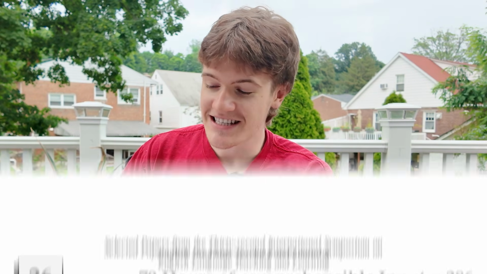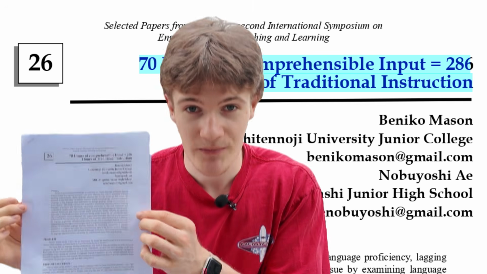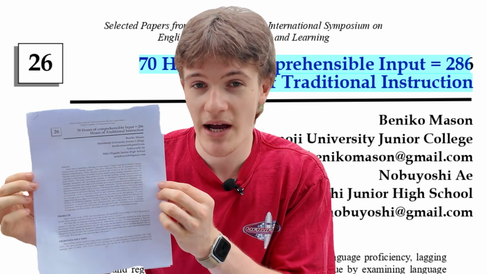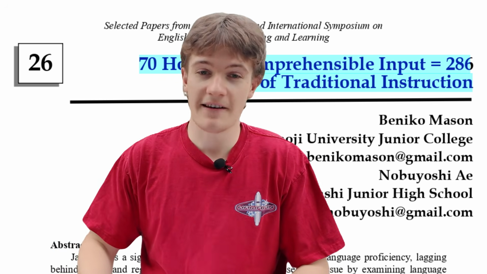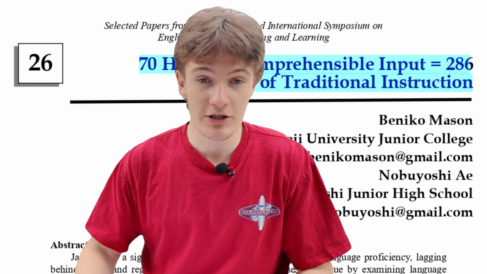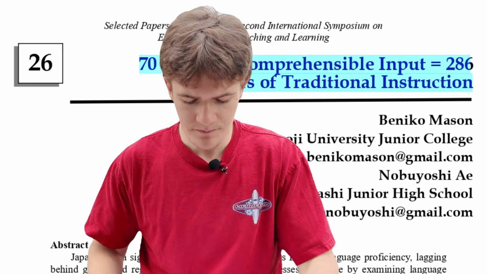So what then is the number one way to really learn English or any language? And this study holds the truth. This study, you may have seen it before, says that 70 hours of comprehensible input is the same as 286 hours of traditional instruction. This study states that comprehensible input is 4 times more effective than the first method that I introduced today.